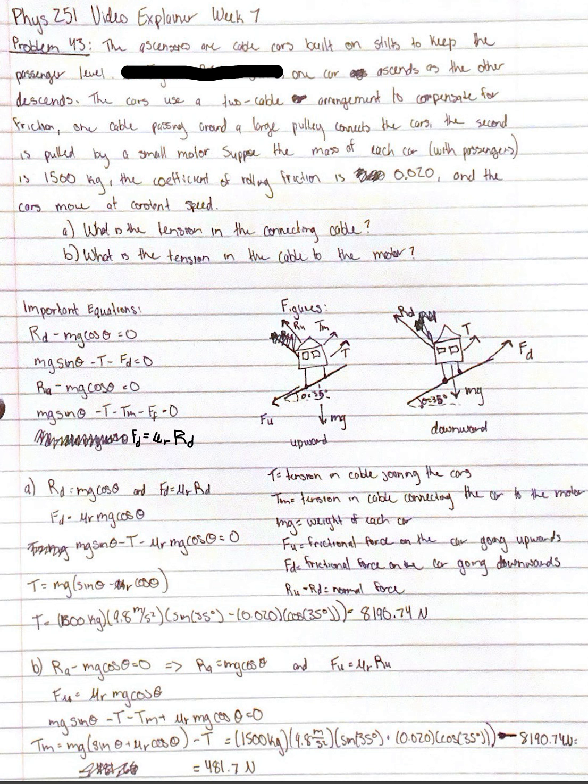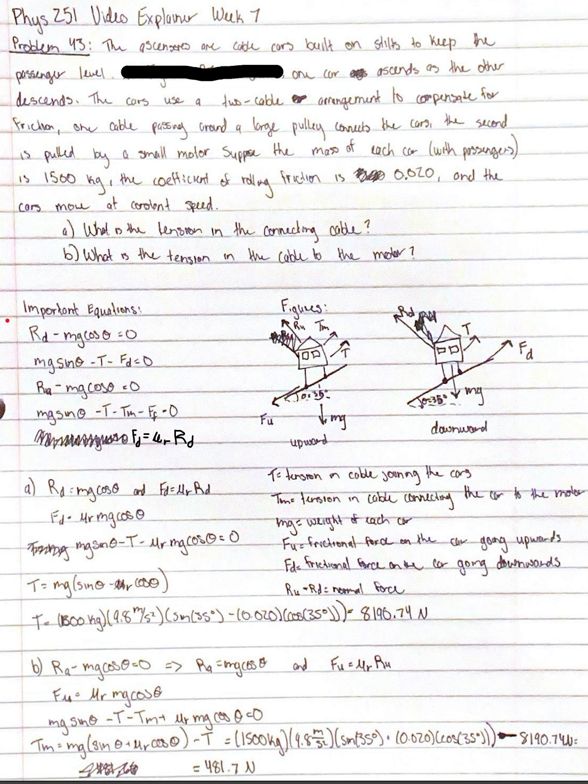Suppose the mass of each car with passengers is 1,500 kilograms. The coefficient of rolling friction is 0.020, and the cars move at a constant speed. For part A, we are going to solve for the tension in the connecting cable, and then in part B, we're going to solve for the tension in the cable connecting to the motor.